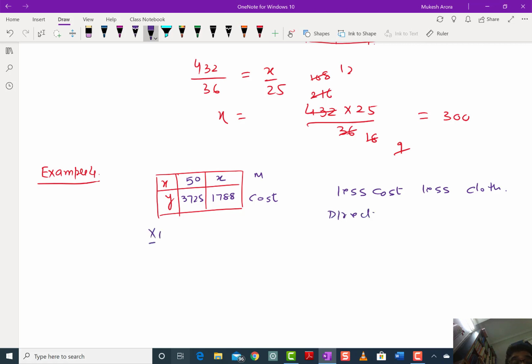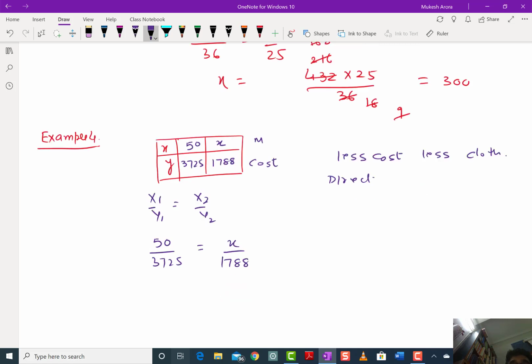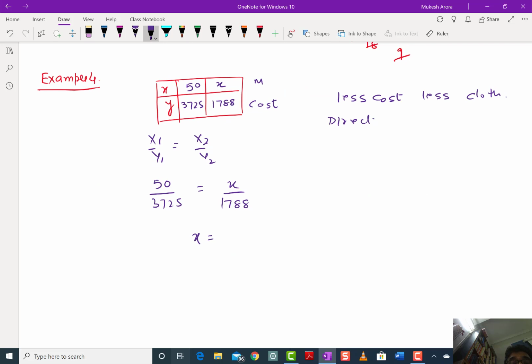Direct is x1 by y1 is equal to x2 by y2. 50 by 3725 is equal to x by 1788. So x is equal to 50 into 1788 upon 3725. So x is equal to 24. 24 meters of cloth he will buy with this.